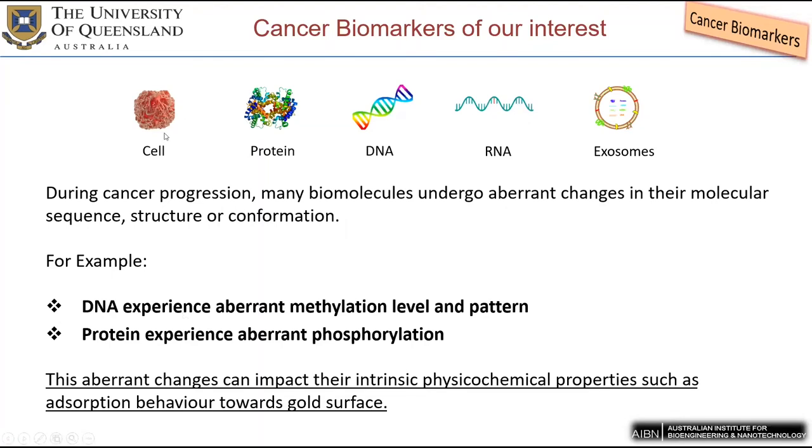different biomarkers. One is based on DNA, which is DNA methylation, because DNA experiences aberrant methylation level and pattern in cancer. And the other one is a protein-based biomarker, which is protein phosphorylation. Also, it has been found that proteins experience aberrant phosphorylation in cancer. And these aberrant changes can actually impact the intrinsic physicochemical properties of these biomolecules, such as adsorption behavior towards gold surface. So that's why we use these features to develop our techniques.